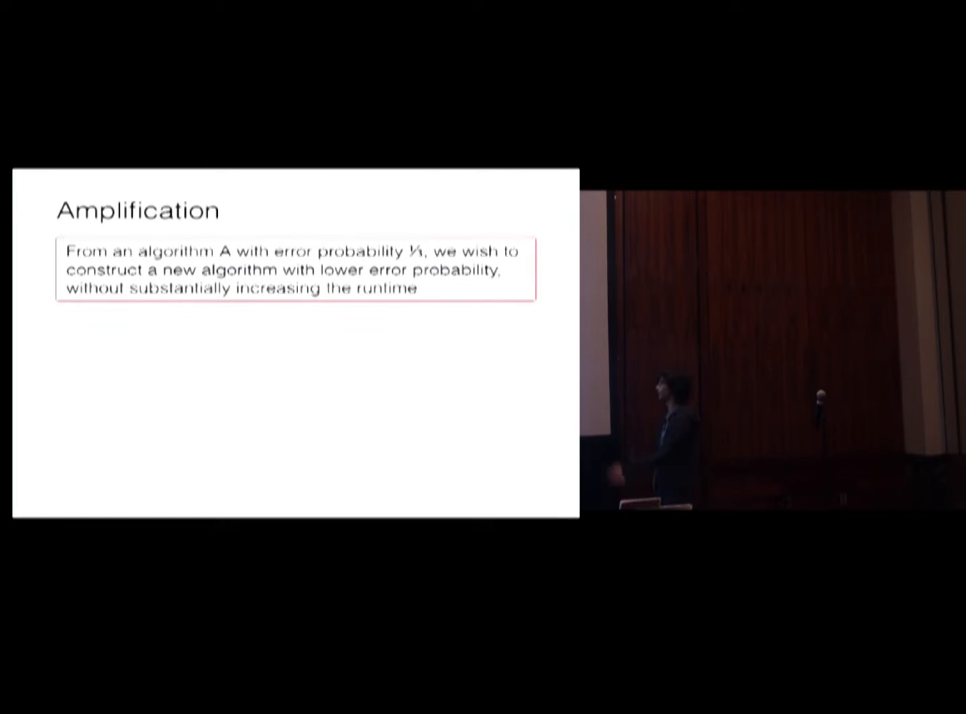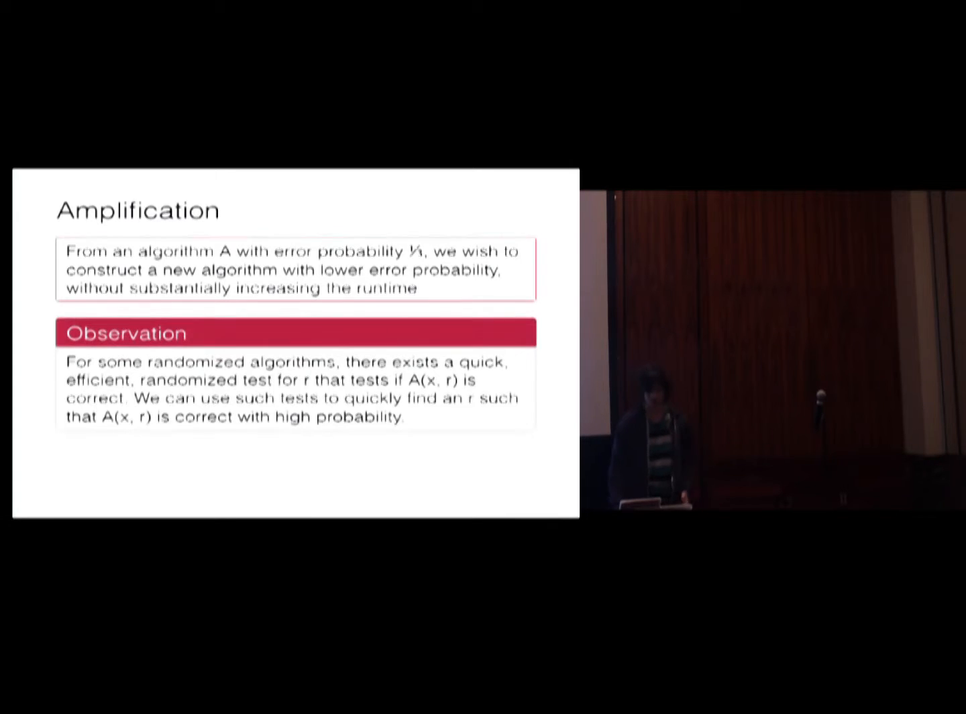Once again, we have an algorithm with error probability 1/3, and we want to decrease the error probability without using repetition, so without increasing the runtime too much. Here's vaguely the idea. In some randomized algorithms, there's a quick, efficient randomized test to see if a random string R is good for the algorithm, that is, whether A succeeds with R. We use these tests to find an R so that A of X, R succeeds. At a high level, we sample an R, then we run a bunch of tests on R to see if it's good. If it looks bad, we throw it out and try again. If it's good, then we run A.